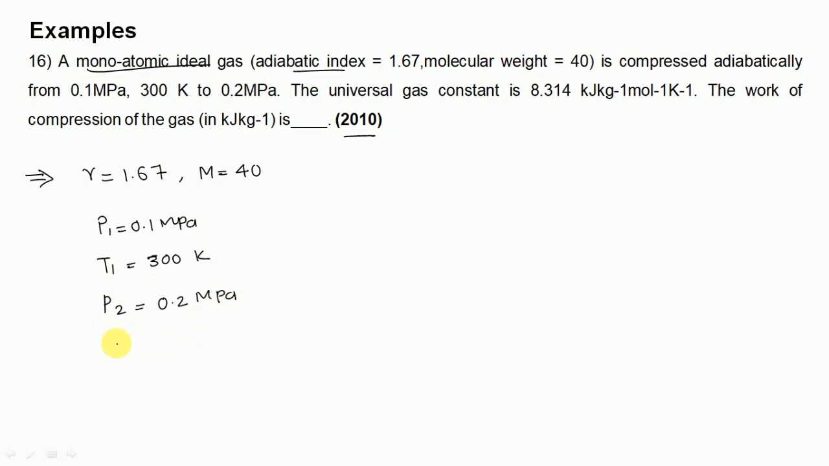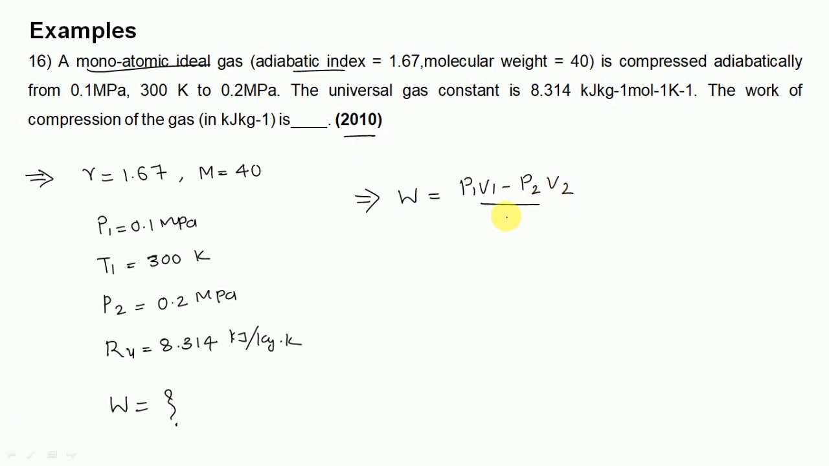Okay, and the universal gas constant, I think R is given, it is 8.314 kJ per kmol·K. Here you need to find it in Kelvin. This is the adiabatic process. So for the adiabatic process, we know the equation for work done is P1 V1 minus P2 V2 upon gamma minus 1. This is the relation which we are using to find out the value of work done.